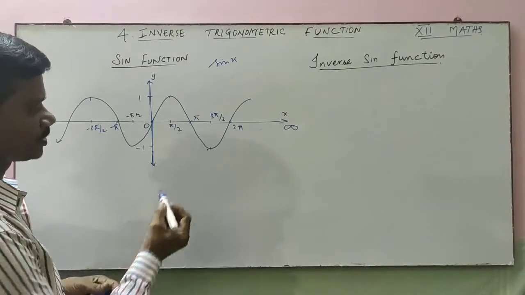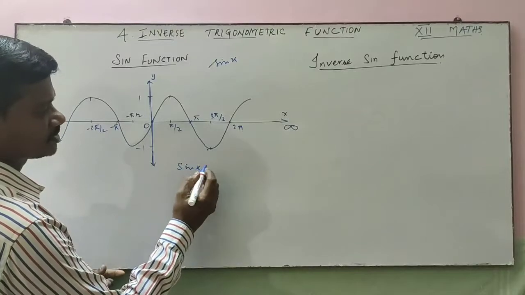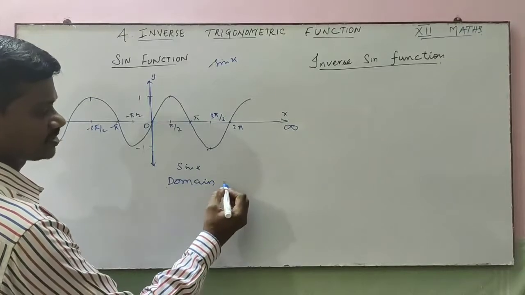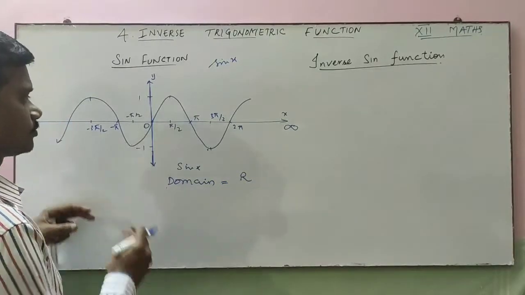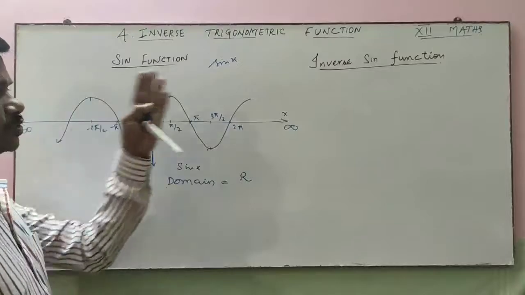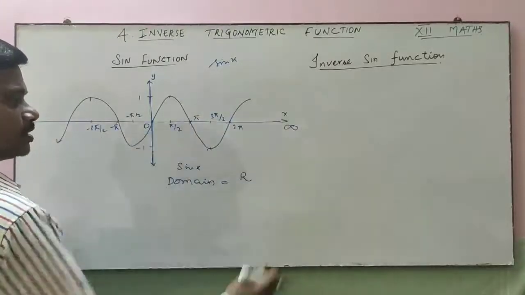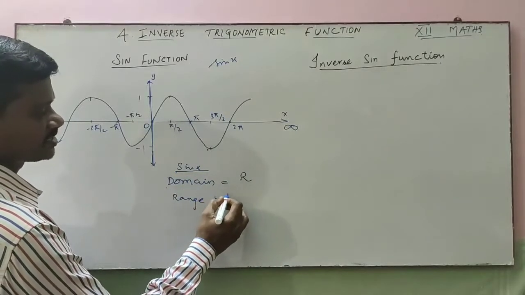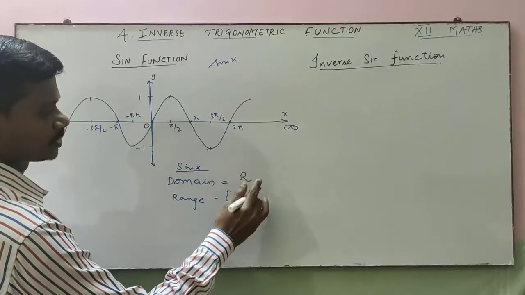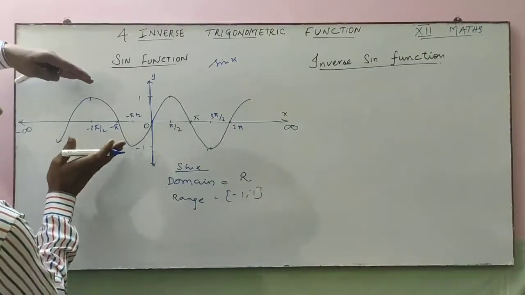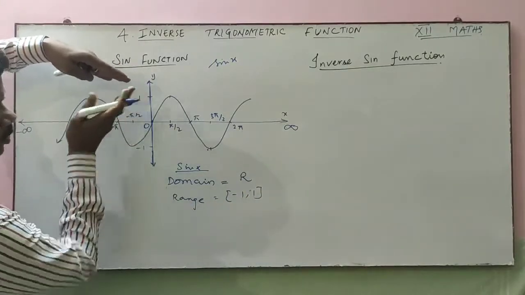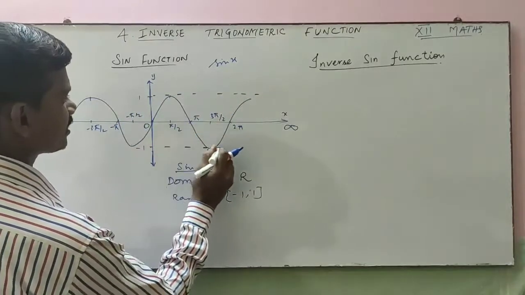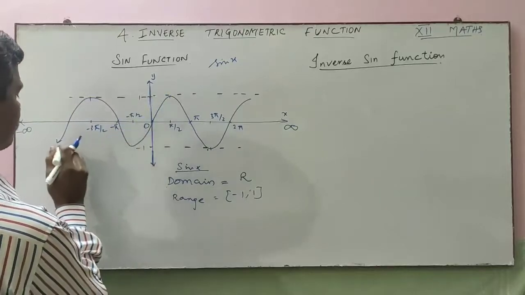Here we have to know the domain and the range of the sine function. The domain is R, because it tends to minus infinity to plus infinity, so we have to take the whole real number line. The range of the sine function is minus 1 to plus 1, because the graph moves between minus 1 and plus 1. So this is the range of the sine function.